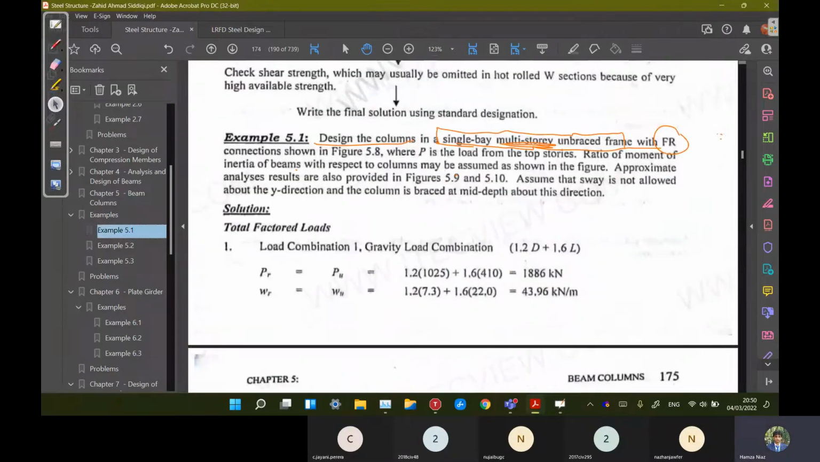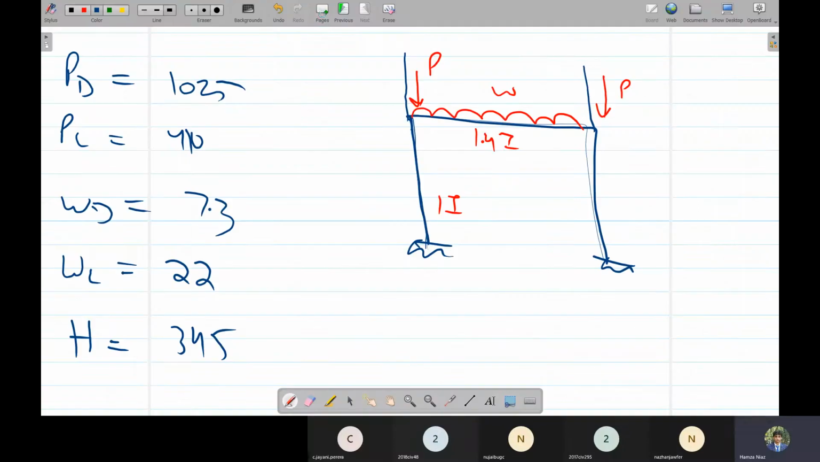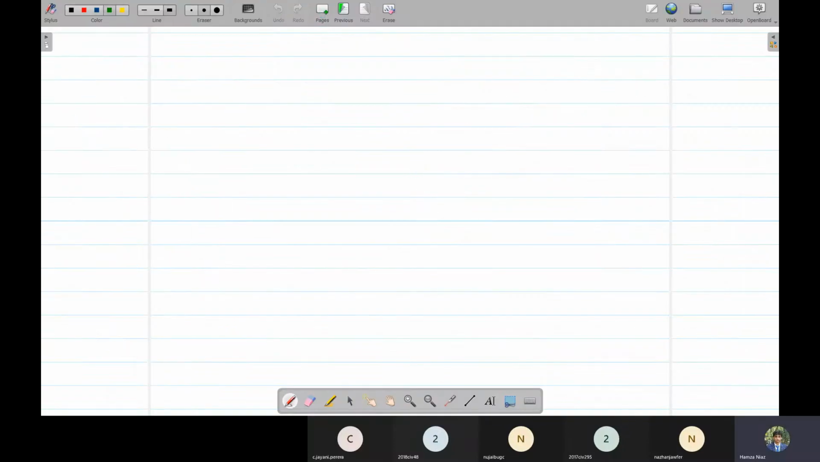Loadings. So we have to design this for this. They are saying that assume that the sway is not allowed in y direction. So what is sway?